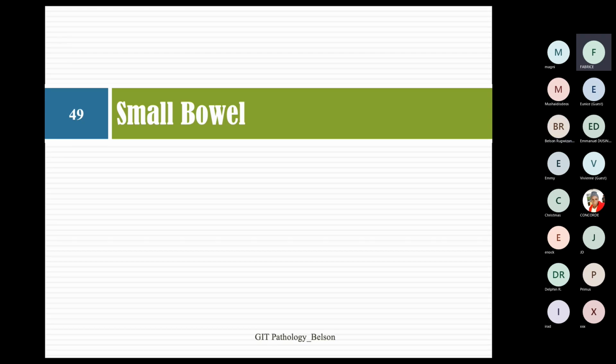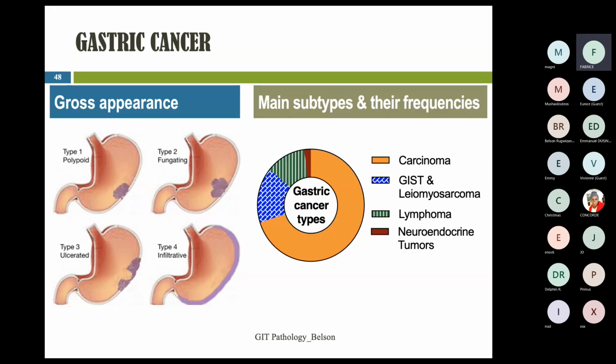My question is, on the previous slide, you said that most gastric cancers are found on the lesser curvature, but this slide shows that on gross appearance they are on the greater curvature. Yeah, this is just a representation. It is not the true scenario.